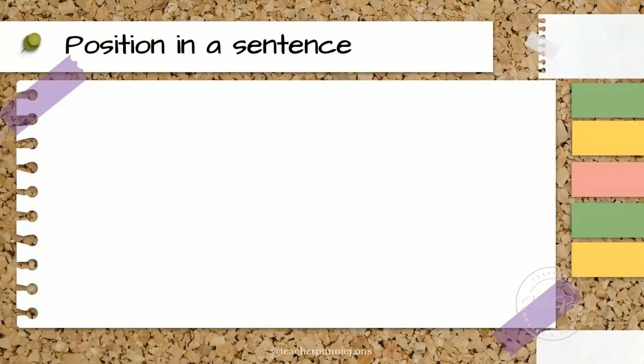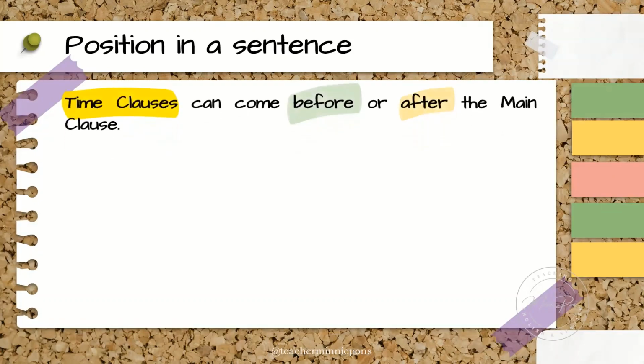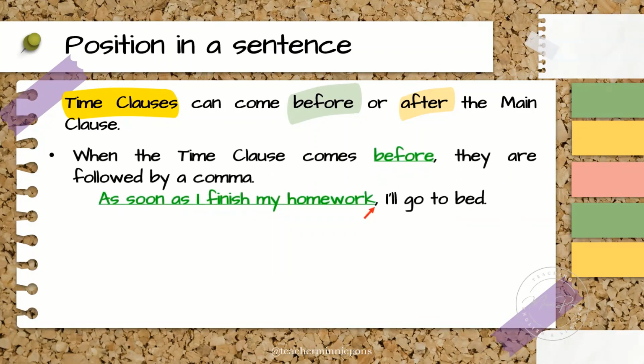What is the position of the time clause in the sentence? The time clauses can come before or after the main clause. When the time clause comes before, it is followed by a comma. For example, as soon as I finish my homework, I'll go to bed. We use a comma after the time clause when it's first.